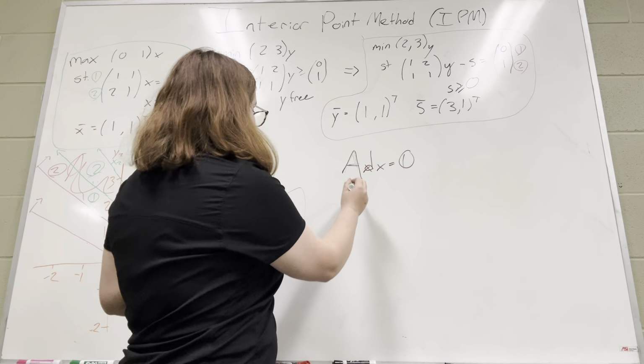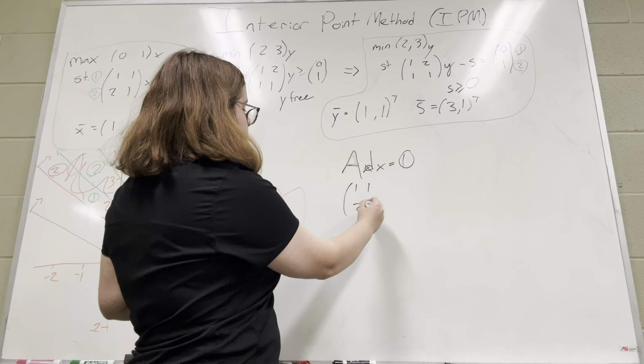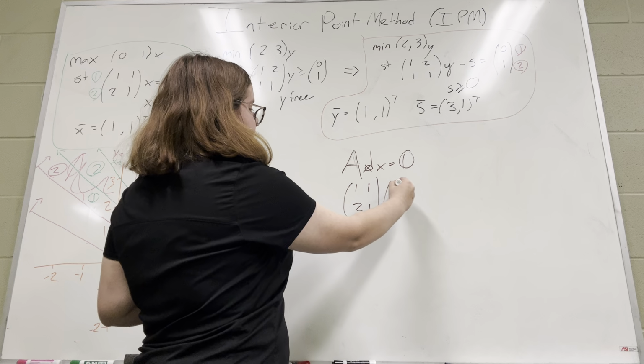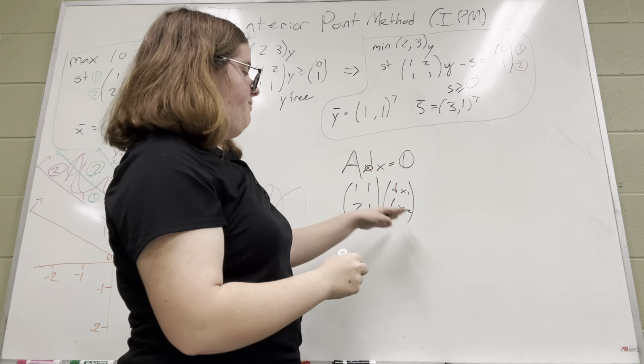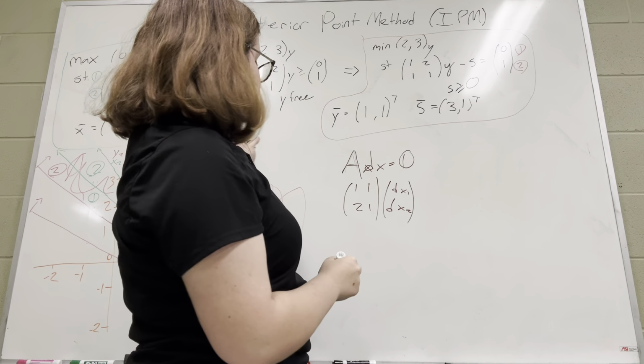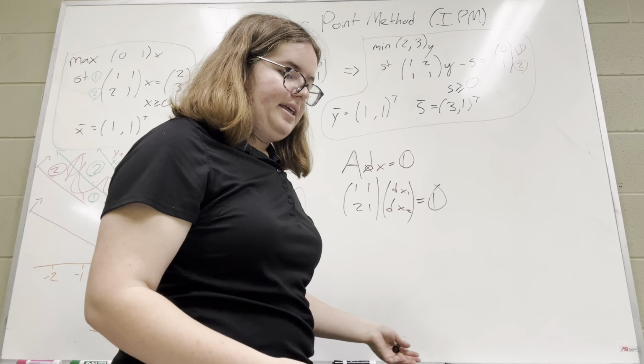So what does this look like? Well, we have that A is 1, 1, 2, and dx, there's just going to be 2 of them. It's going to have the same number as variables x. So we have to have that this equals 0. Cool. What's our second thing?